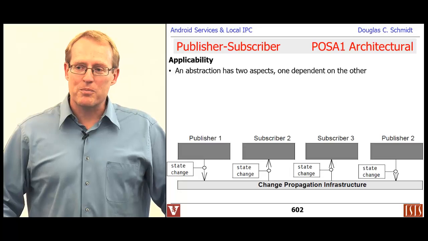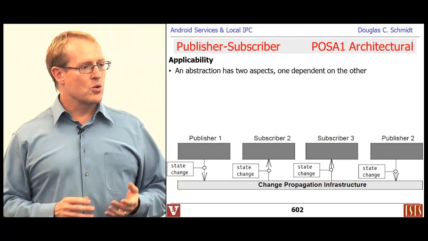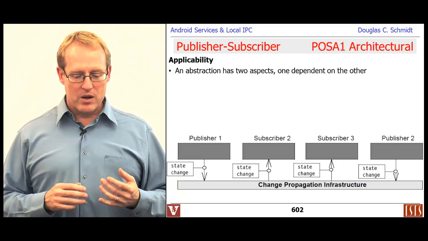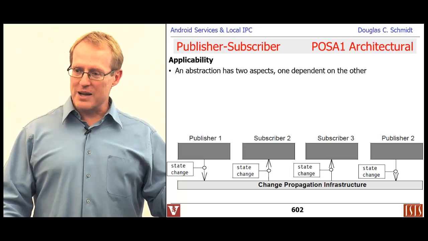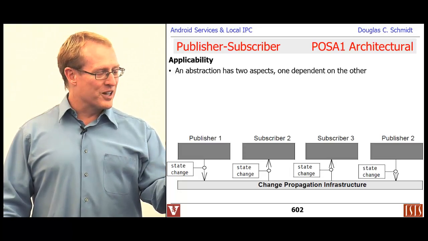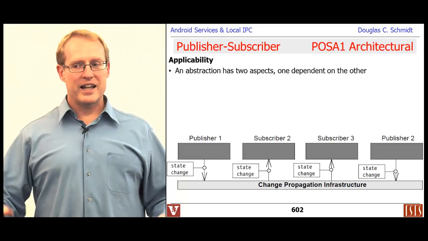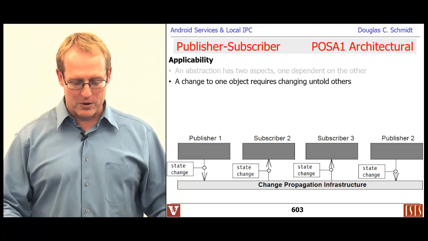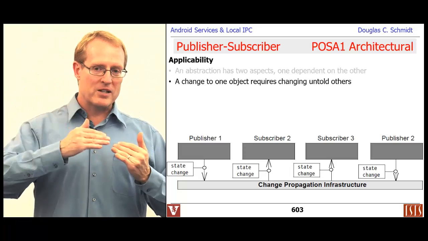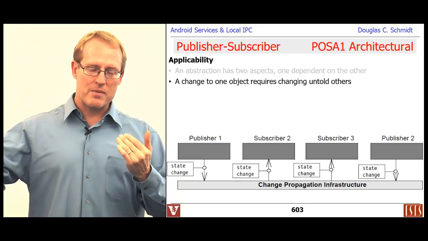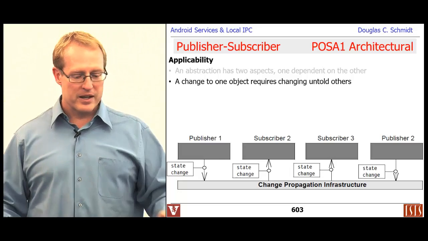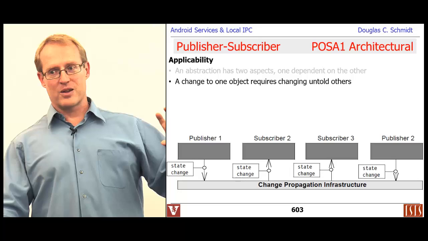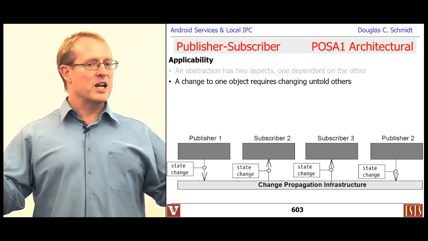So let's talk about when you might apply the publisher-subscriber pattern. One time to apply it is when an abstraction has two aspects, and one of them depends on the other, right? So in our example here, we had battery voltage or battery level. That was one thing. And then we had things that depend on battery level, like the phone app or something else on the phone. So there are multiple aspects, and one depends on the other. The behavior of some services or some apps may depend on the state of the battery. Likewise, when a change occurs to one object, like to the battery level, we want to tell potentially many others.